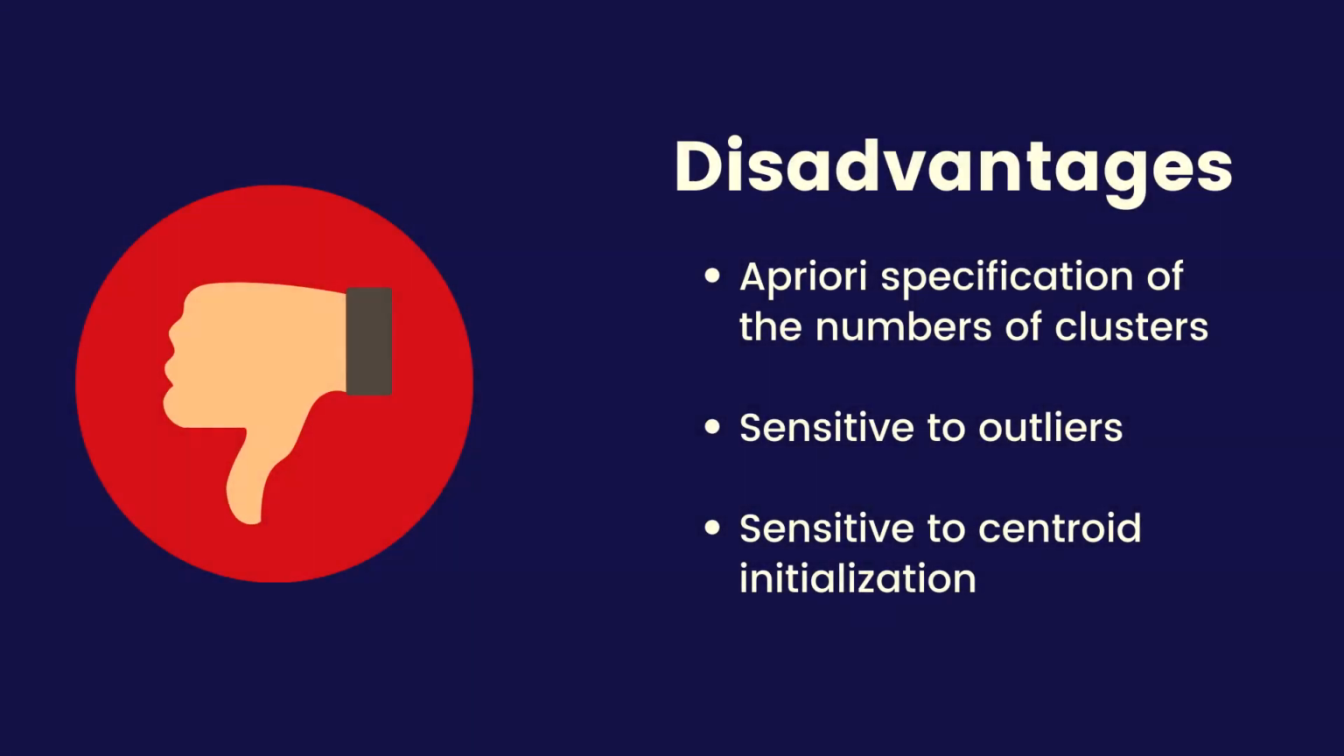The disadvantages are: first, you need an a priori specification of the number of clusters. Also, the Euclidean distance measures can unequally weigh underlying factors. It is sensitive to outliers, and it is sensitive to centroid initialization, meaning different initializations may lead to different results.